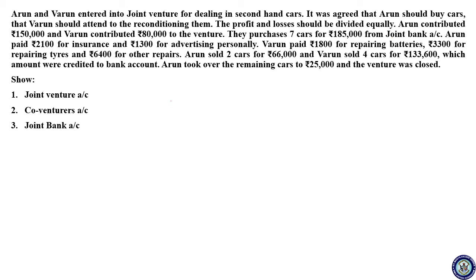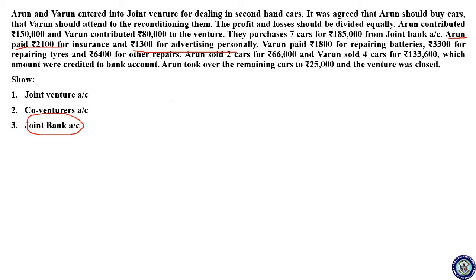Okay, next one. Arun paid rupees 2,100 for insurance and 1,300 for advertising personally. From his pocket he paid 2,100 as insurance and 1,300 as advertising expenses. You studied this in consignment, right? When the consignee incurs expenses, you write their name. Here, if anything is paid out of the joint bank, then you write the joint bank account. If anything is paid personally, then you write their name.